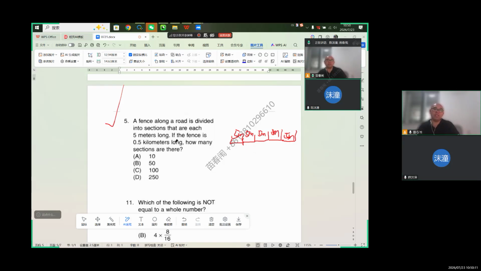And then the second sentence is the fence is 0.5 kilometers long. The fence is longer, right? It's the whole thing. It keeps going. When you know how long that is, how far that goes, then it's 0.5 kilometers, right?